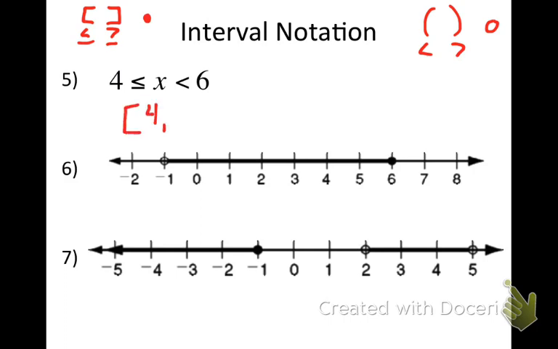This one's actually anything from 4. 4 is included here. So going from 4 to where here? 5. Like 5.9999999, all the way up there, as close as I can get to 6, but not including 6. So I'm going to go from 4 to 6.